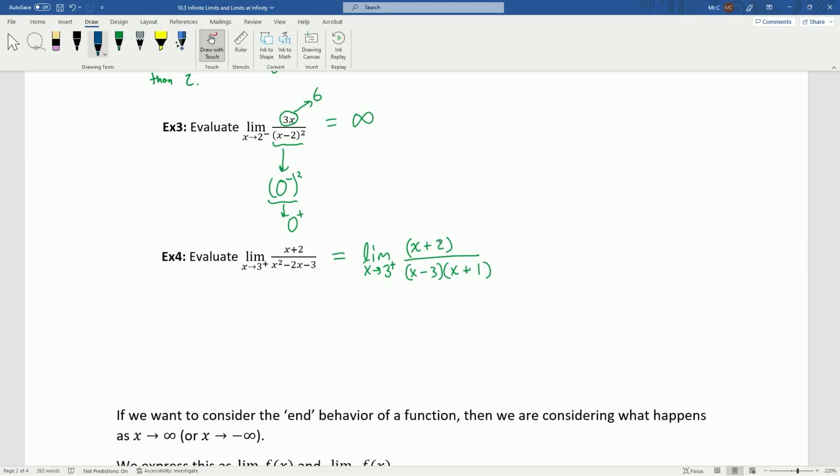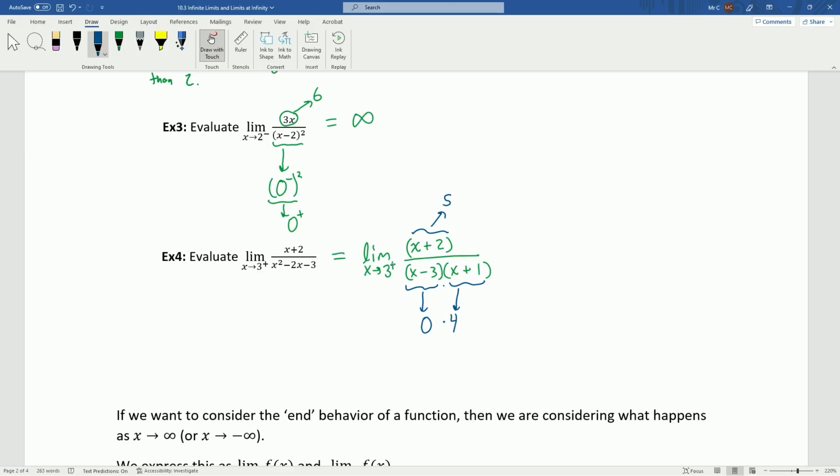And now this is going to be a lot easier to figure out because my numerator is just going to approach 5, which is a positive number. Now x plus 1 is simple because, hey, I plug in 3, this is approaching 4, and that's a positive number. Now x minus 3, that's approaching 0. All right, so now we have to be careful.